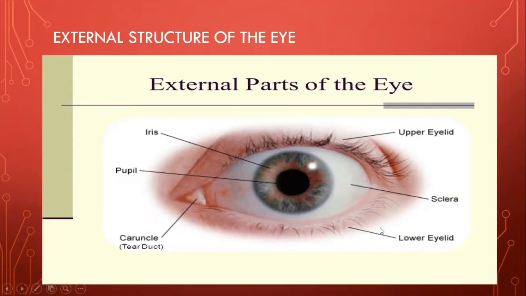In the external structure of the eye, we have the upper eyelid and the lower eyelid. Then we have the sclera. The sclera is the visible white portion of the eye, which is on both the left and the right sides of the iris. The iris is this circular muscle. Now, the iris is made up of two muscles, circular and radial muscles, and the iris controls the diameter of this inner circle, which is known as the pupil.